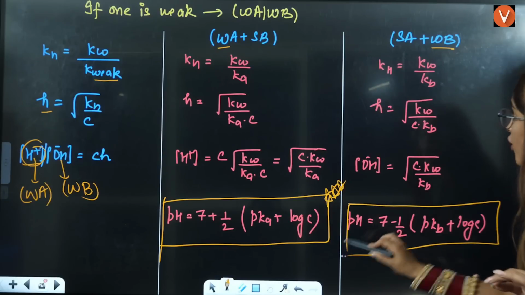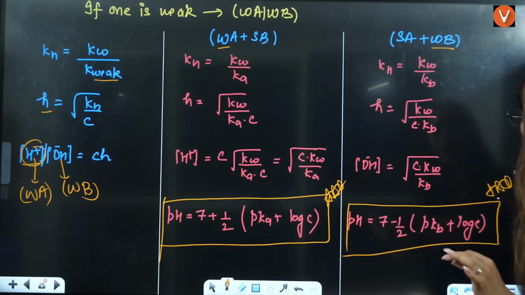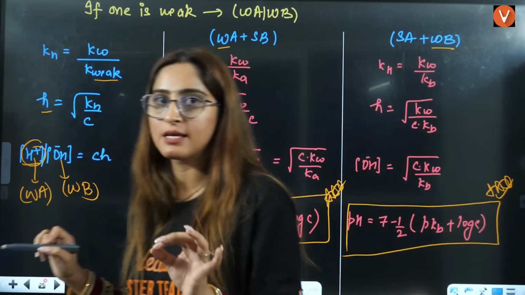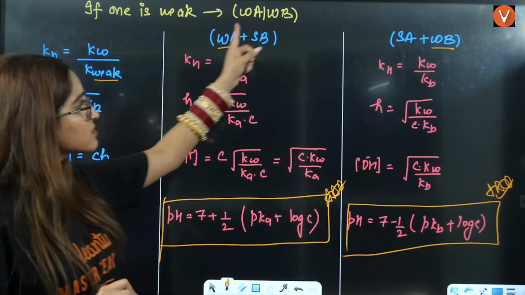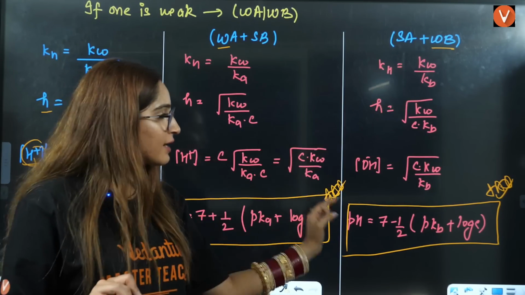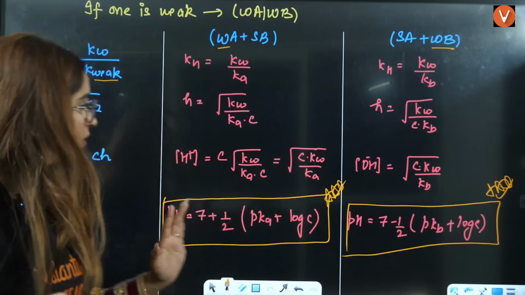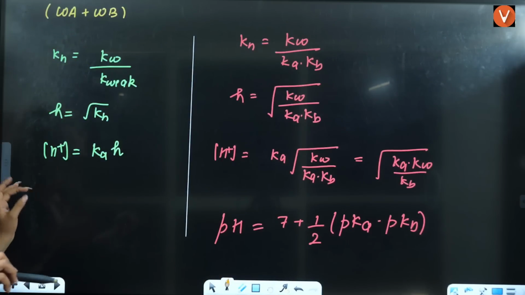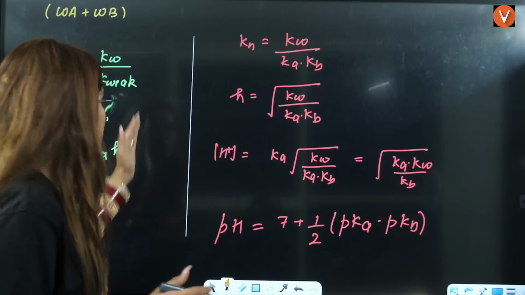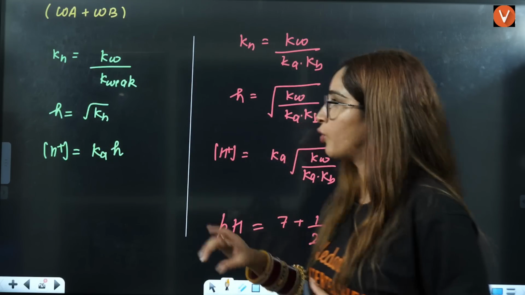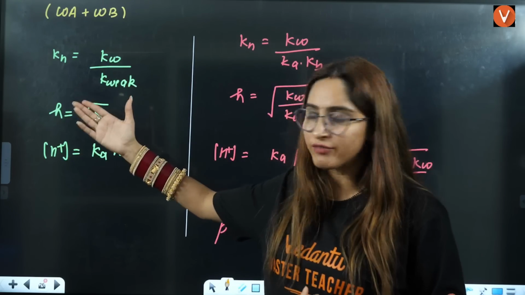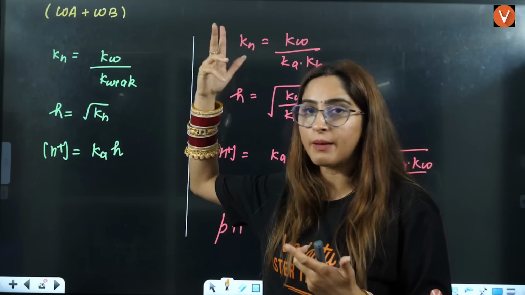This is the formula for pH of strong acid and weak base. This is for weak acid, this is for weak base. Directly the formulas you should remember. Next, if both are weak, then this is the trick that I have told you here, if you want to derive things. Some students are not good at memorizing.